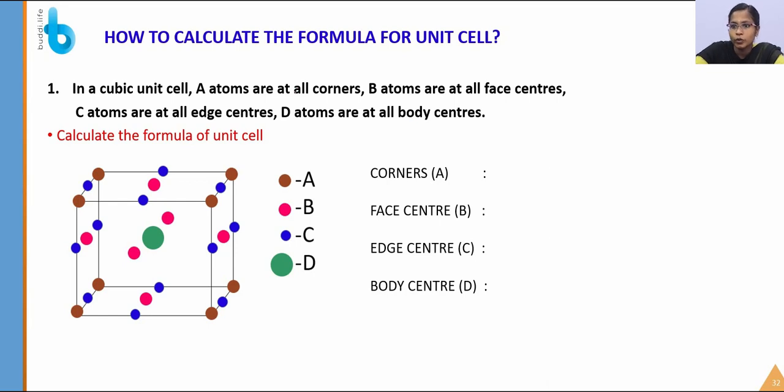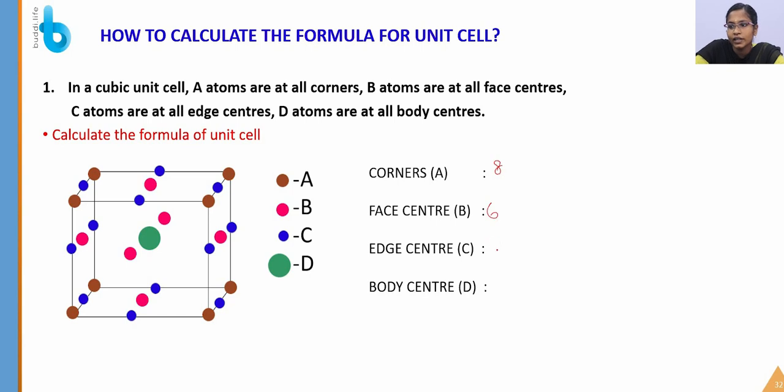So the first question is: in a cubic unit cell, A atoms are at all corners, B atoms are at all face centers, C atoms are at all edge centers, and D atoms are at the body center. So all the corners have been filled with A atoms, all the face centers have a B atom, C atoms are at all edge centers, and D atoms are at the body center. So everything is filled. How many corners are there in a unit cell? 8 corners, so 8 atoms. Then 6 face centers, 12 edge centers and 1 body center.